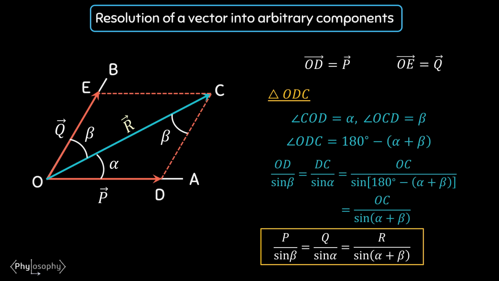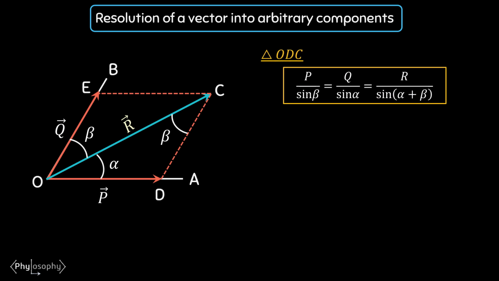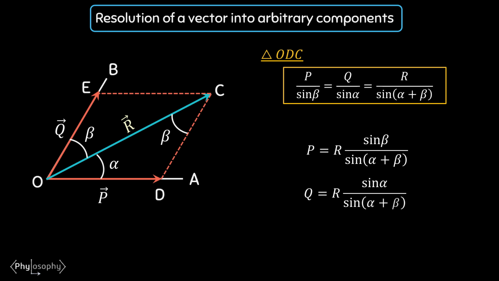And from this relation, we can determine the components P and Q along the axes OA and OB. Therefore, from this relation, we can write P is equal to R sine beta over sine (alpha plus beta) and Q is equal to R sine alpha over sine (alpha plus beta). So these are the resolved components of the vector R along OA and OB.